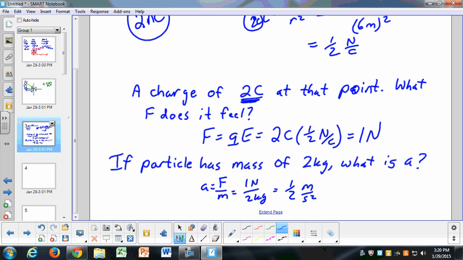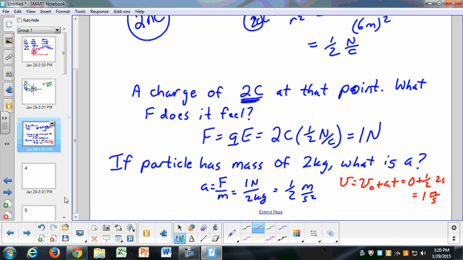Okay, we go back to your kinematics equations. Say V is equal to V naught plus AT. V naught is 0, A is 1/2. If t is 2 seconds, then my velocity is just 1 meter per second.